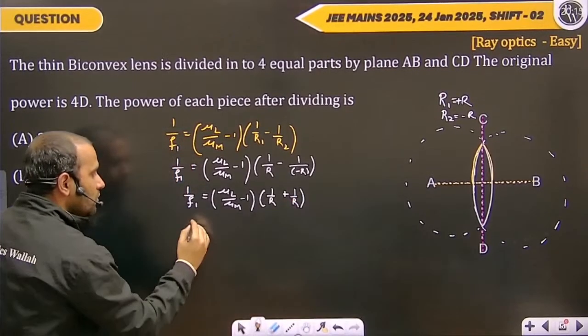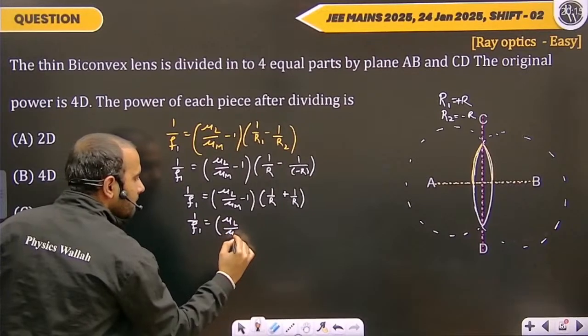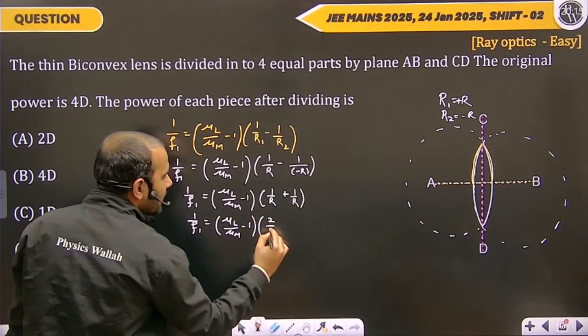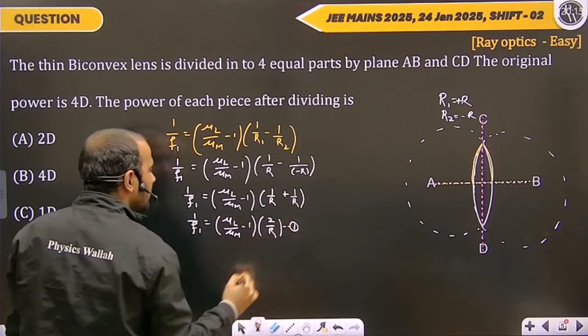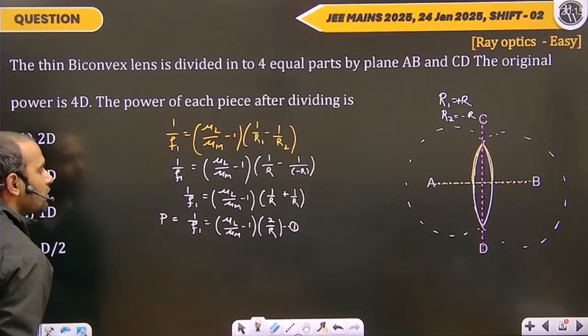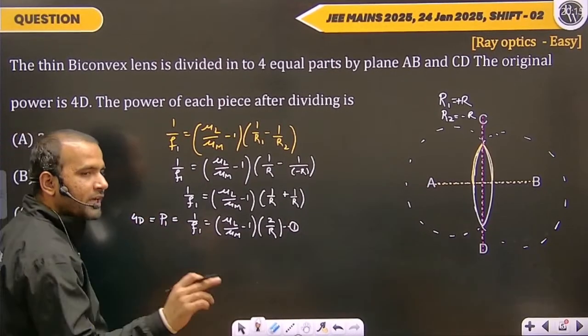So now you can say the first focal length is given by 1 upon f1 equals (mu L by mu m minus 1) times 2 by R. This is the first focal length. And we all know the reciprocal of focal length is power. The first power they have mentioned is 4D, that is 4 diopter.